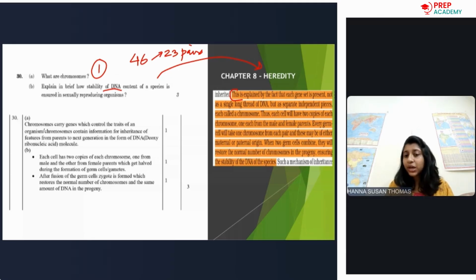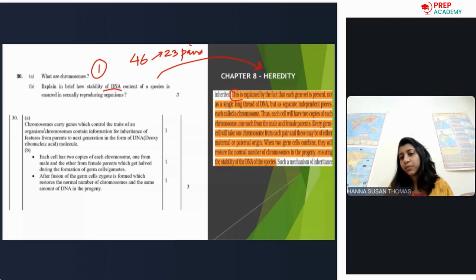46 pairs means how many chromosomes in number? It's 92, right? It's 92 chromosomes. So if an organism is having 96 chromosomes per cell, it won't be a human being, right? It's not stabilized. It's not a human being. But there is some kind of stabilization or stability process happening during this fertilization, or before that also, you can say. And that is related to our sex organs, right?